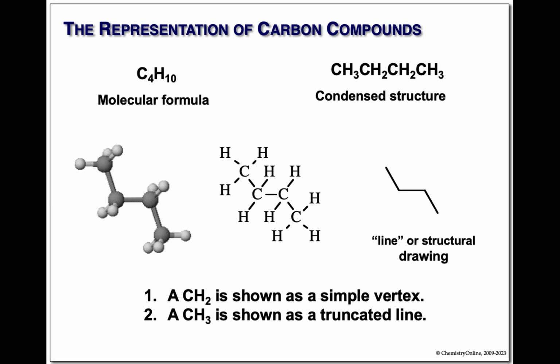A truncated line, that means it goes up and stops, represents a methyl group, a CH3. A vertex, so where there's 2 lines joined together, is a CH2. So you look at this and you say CH3, CH2, CH2, CH3. Same thing we have here. Also, remembering that we have a zigzag backbone. These are quite often done like this, again to represent the geometry.